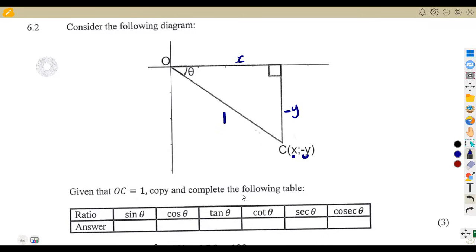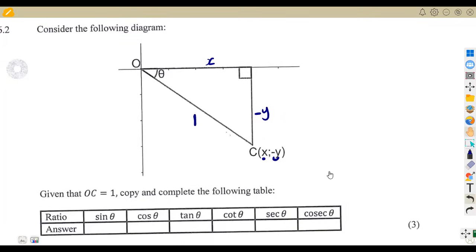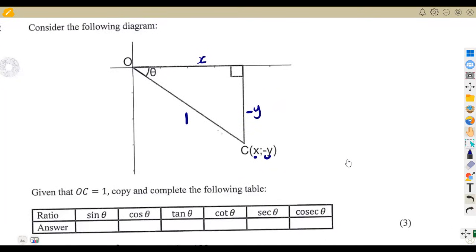Okay, copy and complete the following table. So this is the table that we have, and we are asked to copy it and complete it. So this one was just a mere application of the ratios. Remember, we've got theta from our soccer tour.